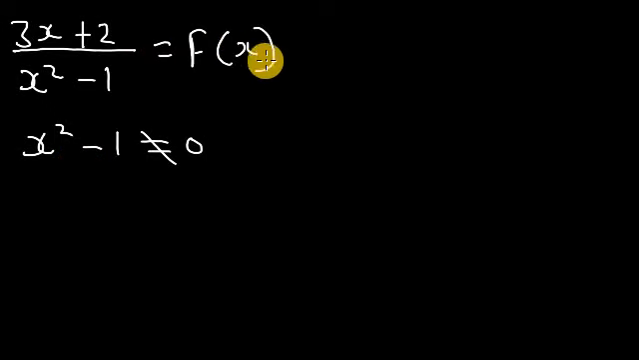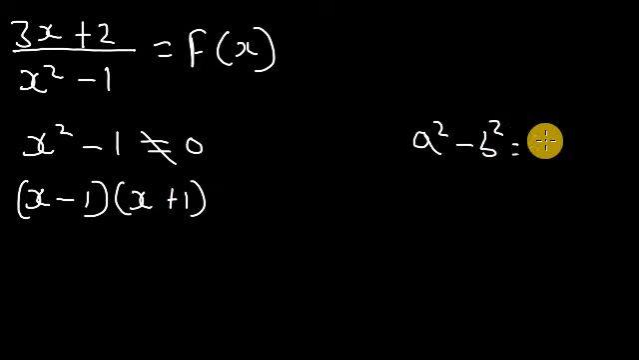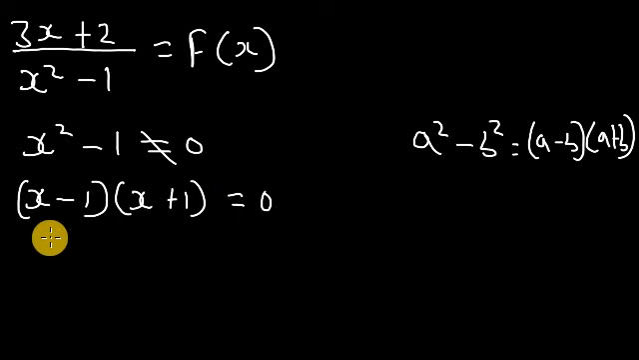So the next thing we want to do is to solve for the possible values of x. Since this is a difference of two squares, I'm going to break it down as x minus 1, then x plus 1. I believe you know that if you have a squared minus b squared, that's the same as a minus b multiplied by a plus b. So that's exactly what I'm using over here, and I'm going to set that equal to 0. Then finally, the value of x can be 1 or it can be negative 1.